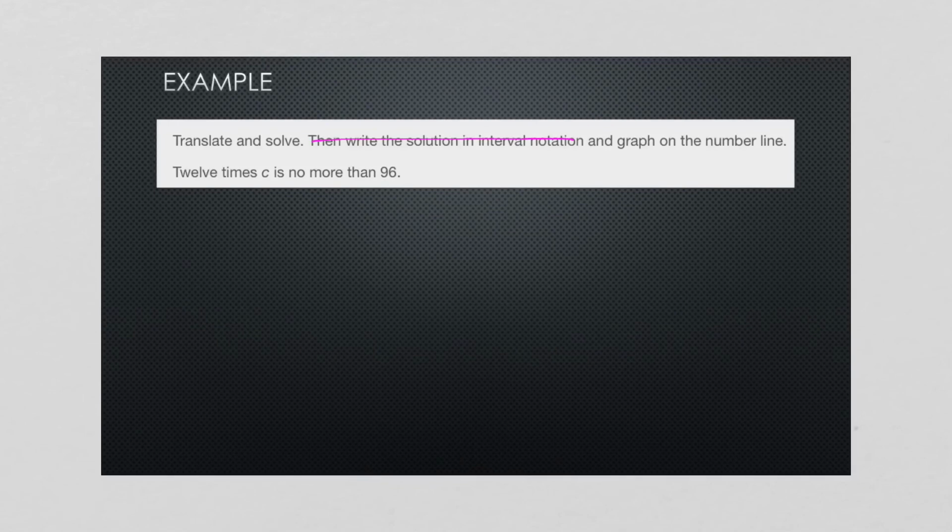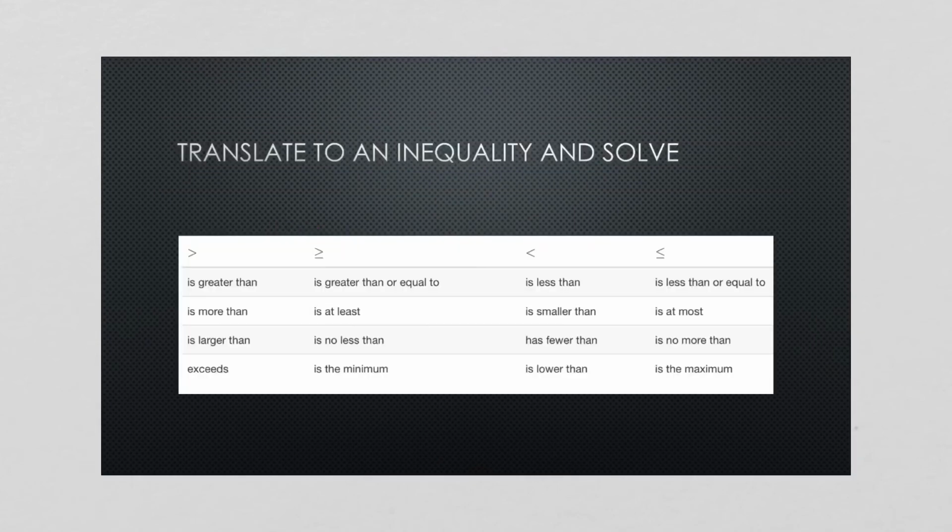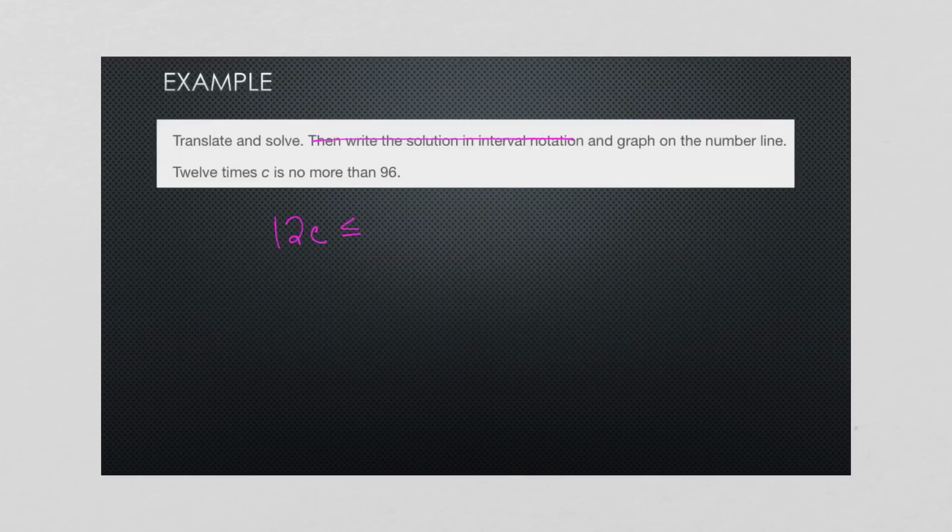12 times c, so I'm going to do 12c is no more. Now going back to this page right here, is no more is right here. So that means I want less than or equal to symbol. Less than or equal to 96. So now divide both sides by 12, and I get that c is less than or equal to 8. And they want us to graph this on the number line. So I have a closed circle at 8, and it's going to point to the left. That's it.